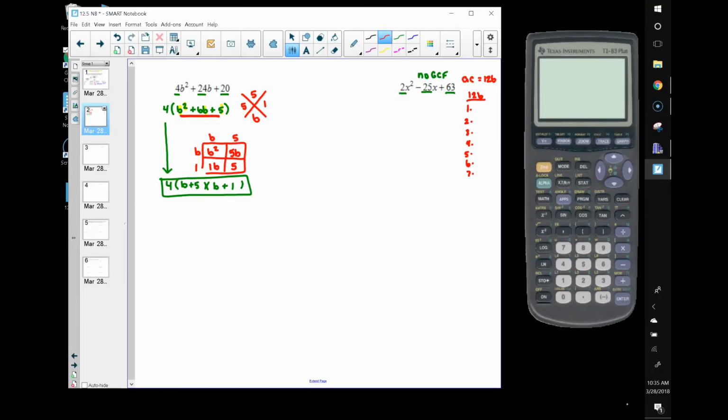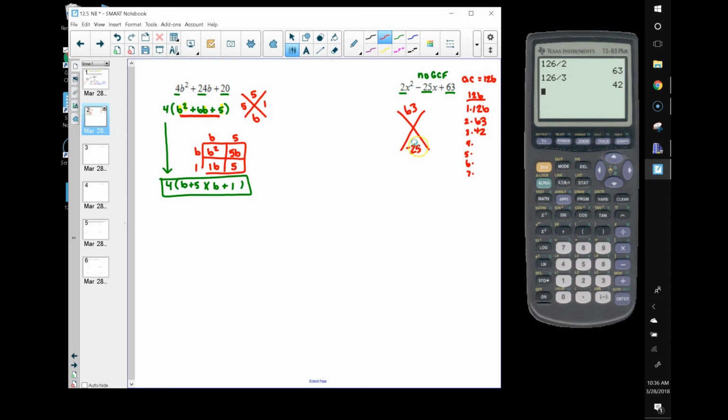Then I take my calculator, and I know that 1 times 126 is good. And now I'm going to do 126 divided by 2. I get 63, so 2 times 63. 126 divided by 3 gives me 42. You might want to draw your x here first, so I'm going to put a 63 up here and a negative 25 here. As I go through these, I check in my head whether these will give me a negative 25, right?